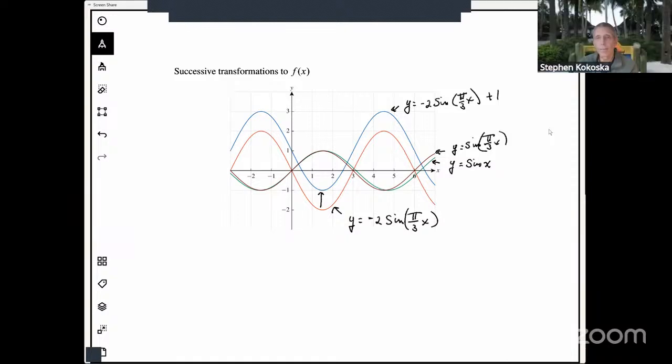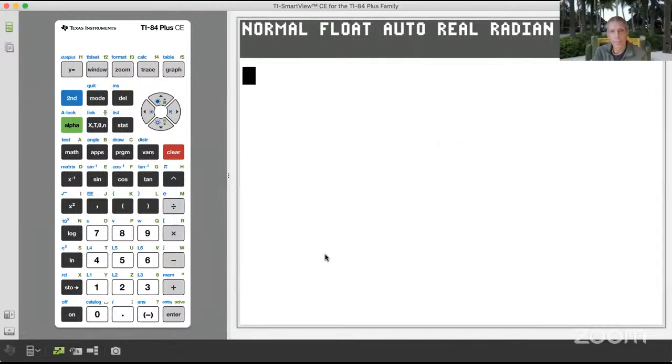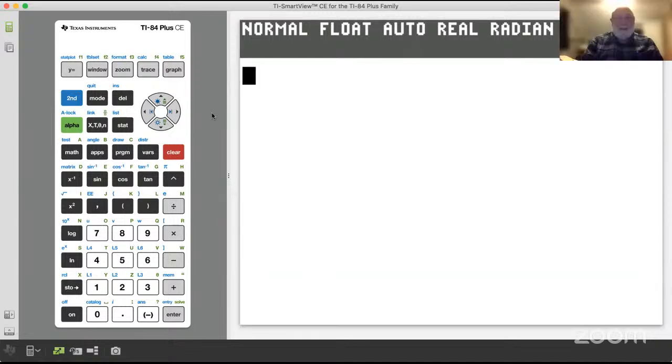Okay. Tom, how about a little technology here? Sounds good, Steve. There you are, sir. Okay, I'm going to try to share my TI-84 screen with y'all. Got it. That has come up.